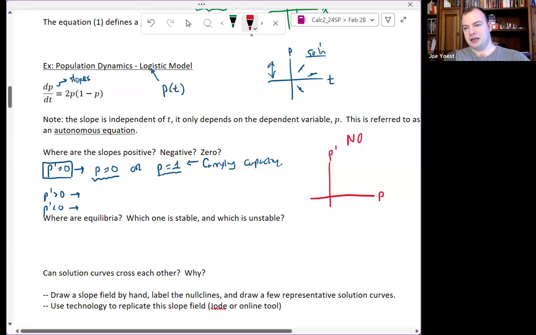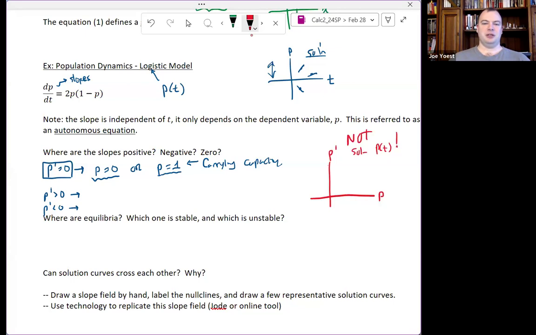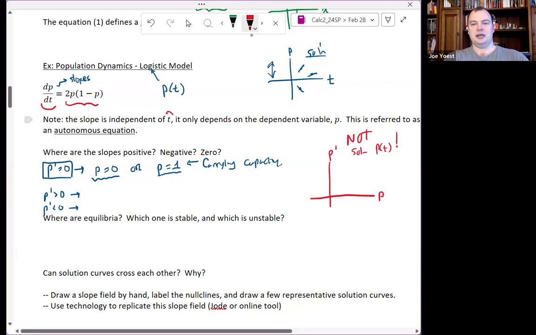This is not the solution p of t. This is just a picture that I'm going to use to help me answer this question. I see that p prime depends only on p. It does not explicitly depend on t. It only depends on p.